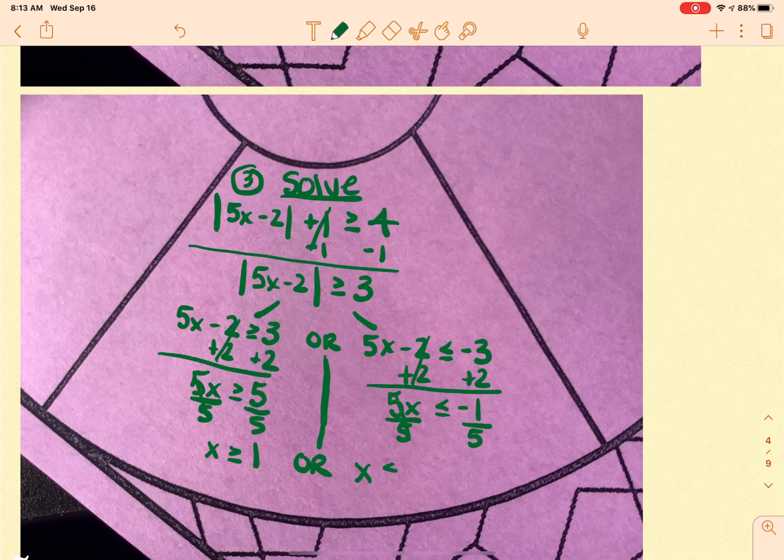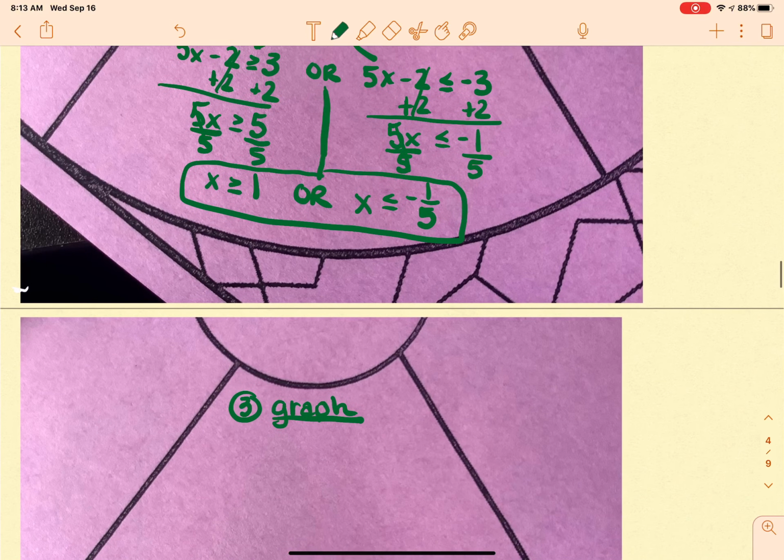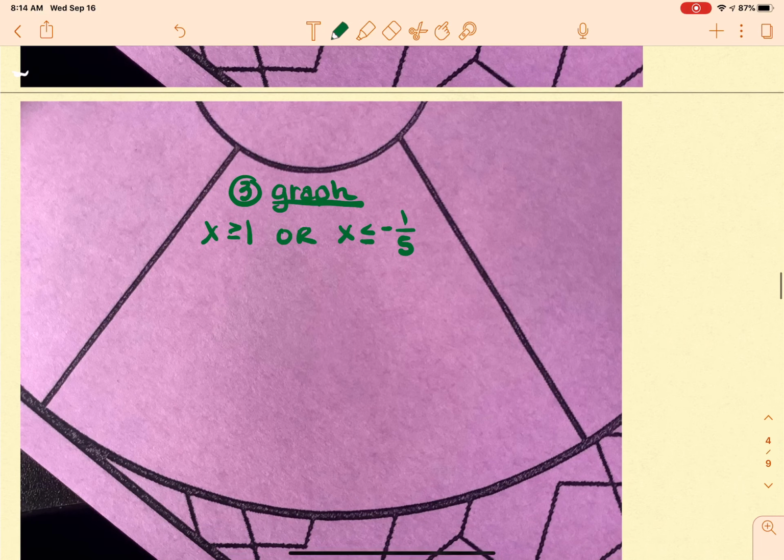Now, honestly, I know I could take negative 1/5 and I could make it a fraction or a decimal, but I'll probably just leave it as a fraction. It's probably easy enough to use that way. Okay, so those are my 2. I'm going to bring that down here. So to graph, I know I've got to have negative 1/5, and I've got to have positive 1.